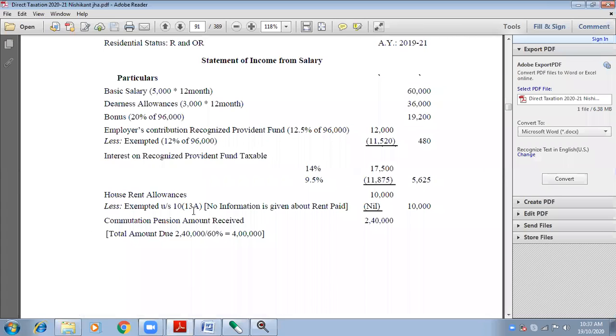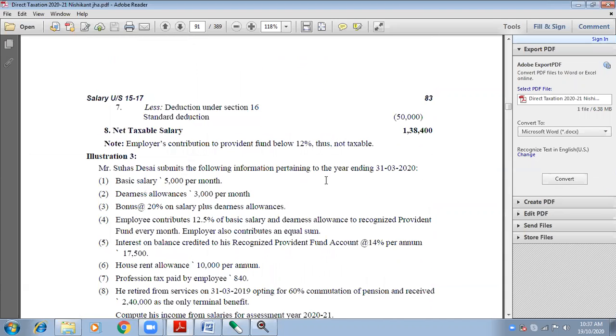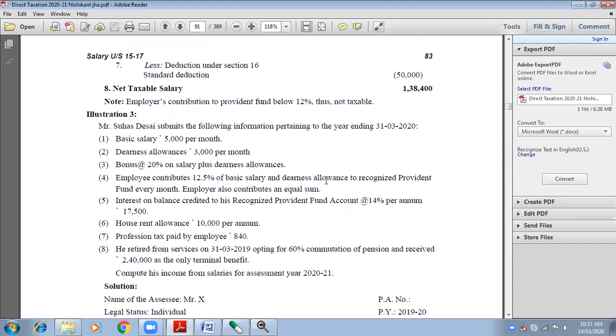Less exempted: no information is given about rent paid or anything about the exemption limit. No information is given about the exemption limit, therefore it will be nil. And no exemption is given, therefore fully taxable. House rent allowance exemption limit will always be given in the question, but if it is not given then it is fully taxable. Write down the next point. House rent allowances, in the outer column, 10,000 per annum. Yes, it is per annum, no need to convert.